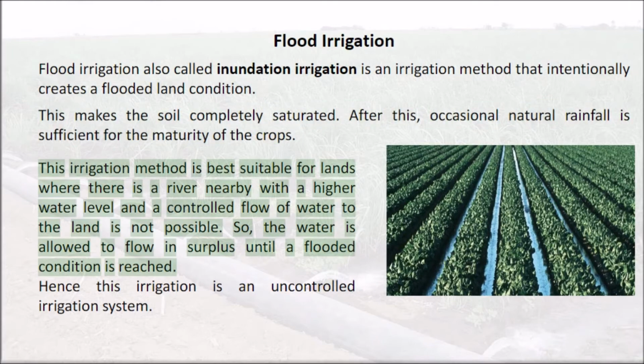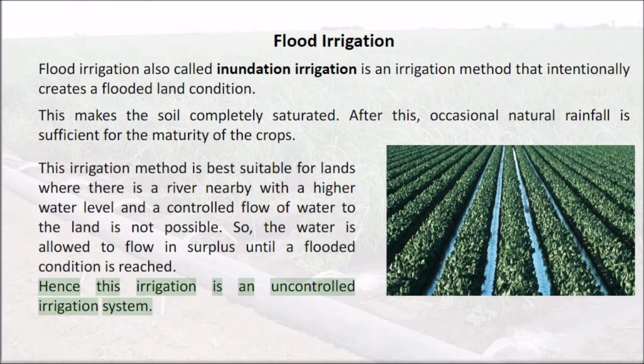This irrigation method is best suitable for lands where there is a river nearby with a higher water level and a controlled flow of water to the land is not possible. So, the water is allowed to flow in surplus until a flooded condition is reached. Hence, this irrigation is an uncontrolled irrigation system.